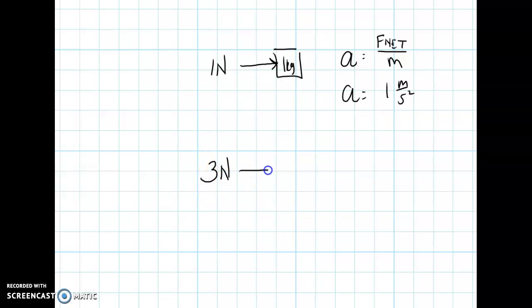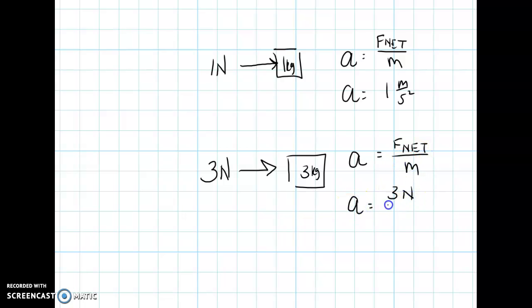So let's do so. Let's triple this force and let's triple this mass. And let's solve it out. So a is equal to F net divided by the mass. So a is equal to 3 newtons divided by 3 kilograms. Oh, we should see that the acceleration is the exact same. Crazy. But not really, right? Because if we're increasing that net force and we're also increasing that mass, the acceleration is going to be the same.